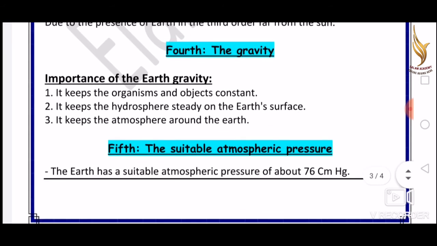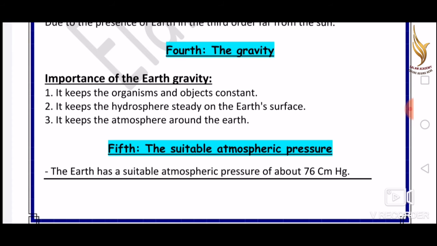Fourth, the gravity. From the characteristics which make life continue on the earth is gravity. And gravity is very important because it keeps the organisms and objects constant on the earth surface, and keeps the hydrosphere steady on the earth surface. And also it keeps the atmosphere around the earth.